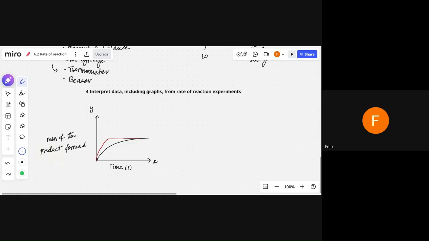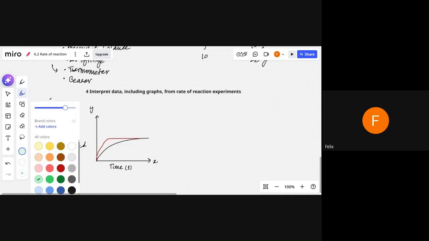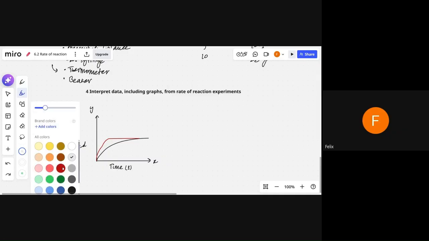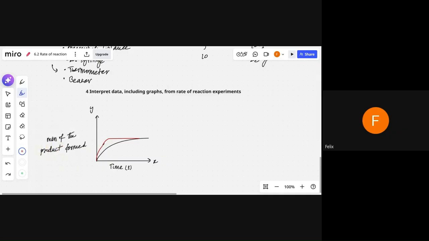Okay, so now you can see that the red curve is steeper than the black one. So this one is more steep, right? The red one is steeper as compared to the black one, here and here. The steeper the curve, the faster the rate of reaction.